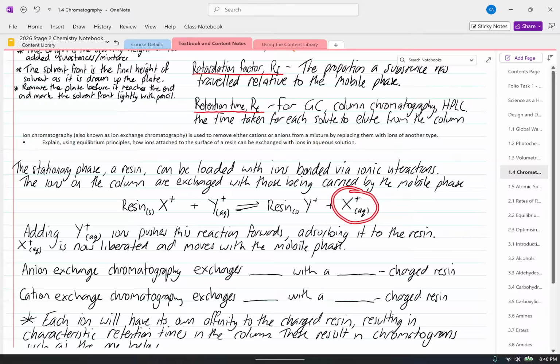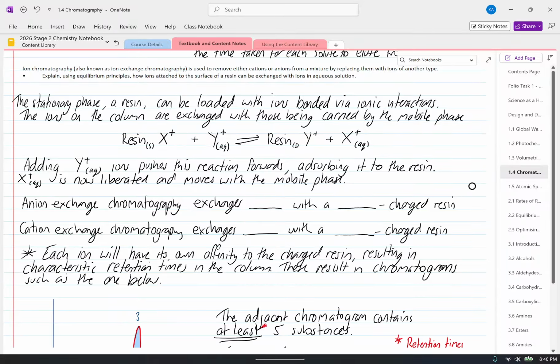Now, here we go. Now, let's hope I don't mess this up here. Anion exchange chromatography exchanges... Oh, I don't even know what I'm meant to be putting in here. This is what happens when I make these early.